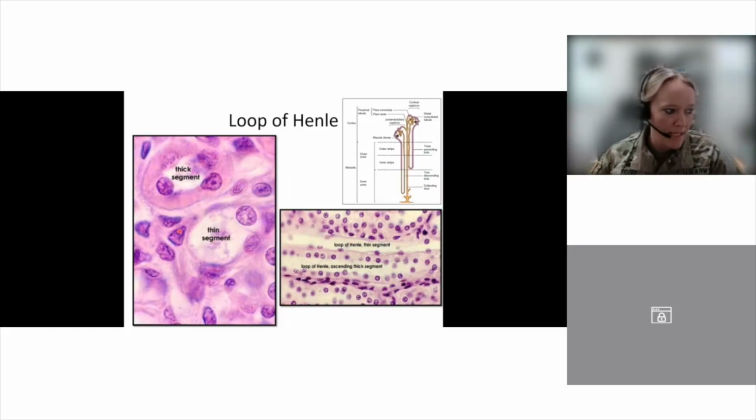So generally, the thin segments of the loop of Henle have this simple squamous epithelium, and then it gradually changes as it gets to this thicker part to be more of a low cuboidal. Once again, no brush border. Proximal convoluted tubules, those are the ones with the brush border.